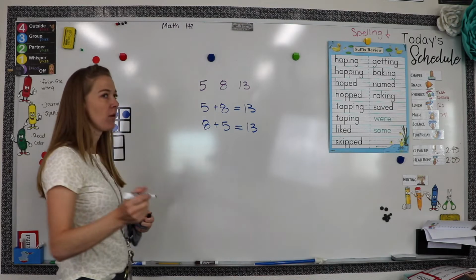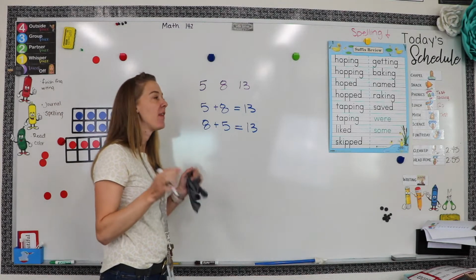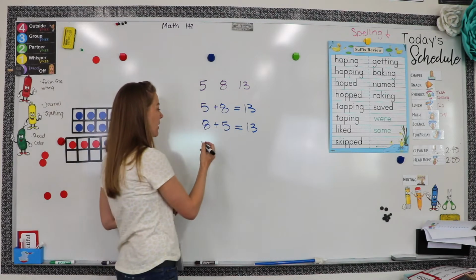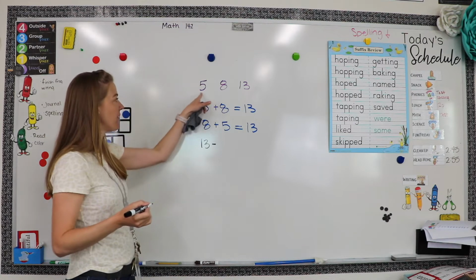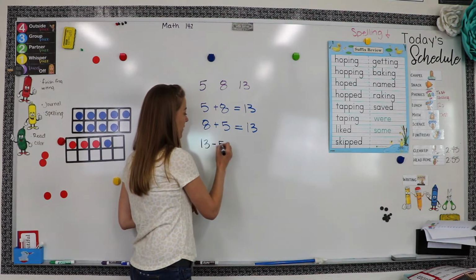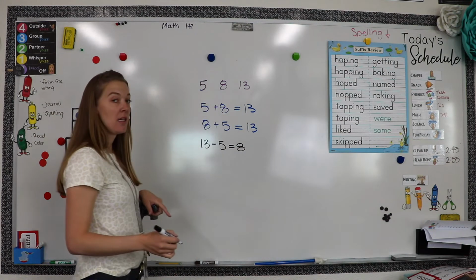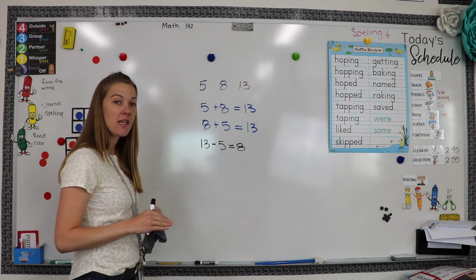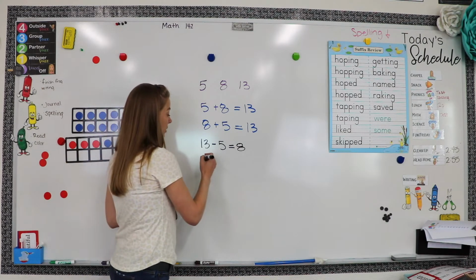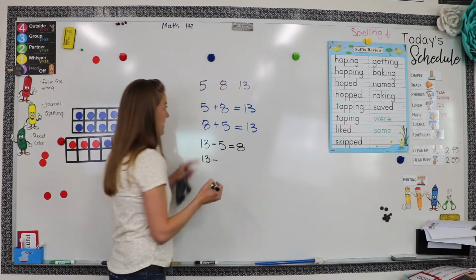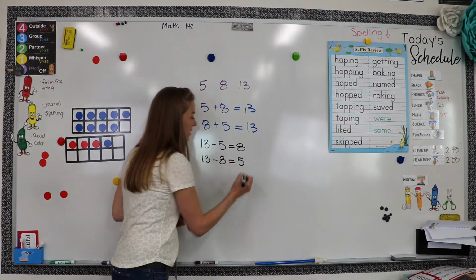Now my subtraction ones. When I do subtraction, I need to start with what? The biggest number. My biggest number is 13. So I start with 13 and I pick one of these. So let's just do 5. So 13 minus 5 is equal to 8. Now I need to write another subtraction sentence. I still have to start with the biggest number. So 13 minus, I already did 5, so now I'm going to choose 8. And now that equals 5.